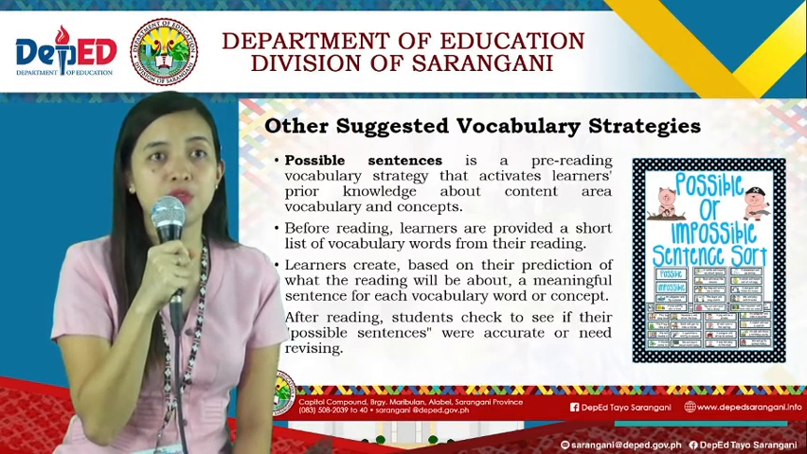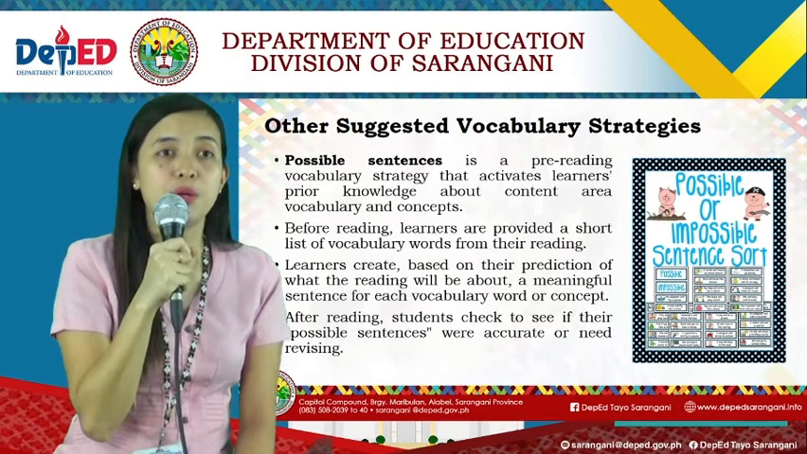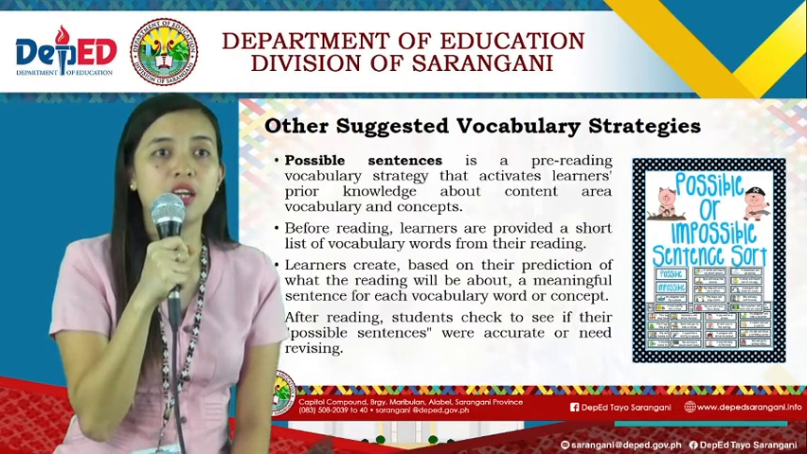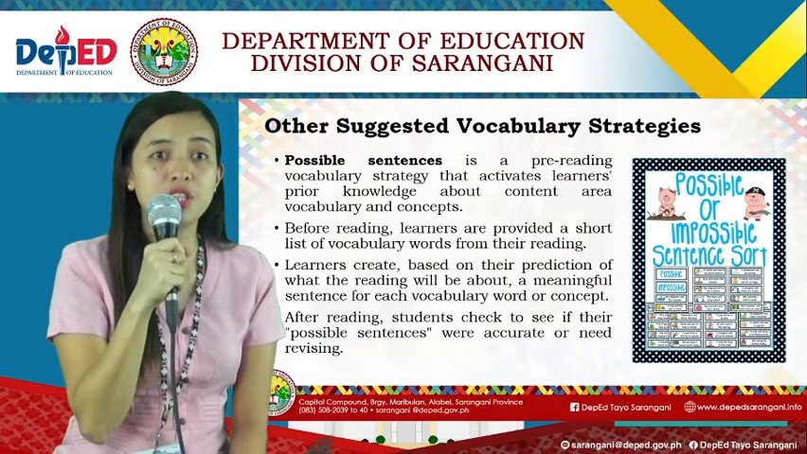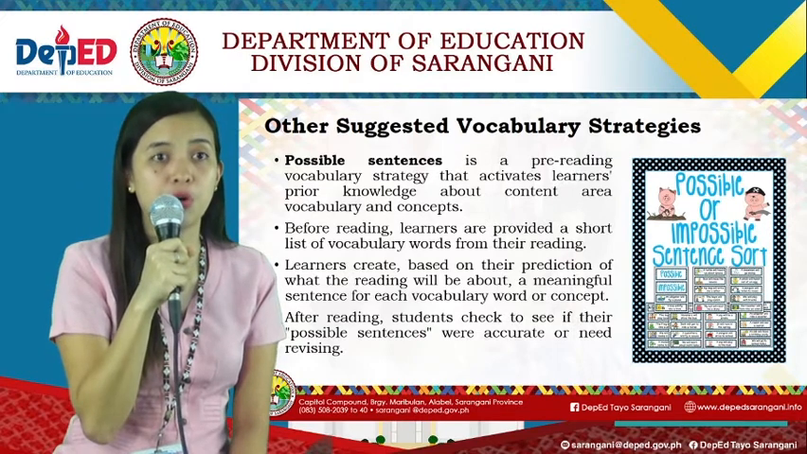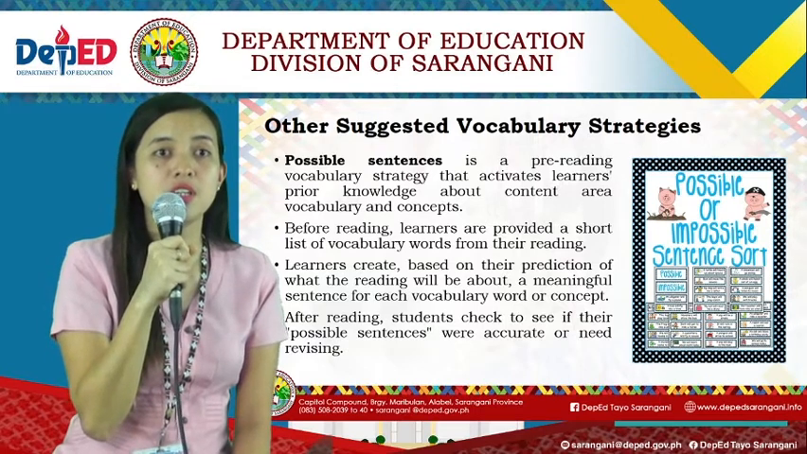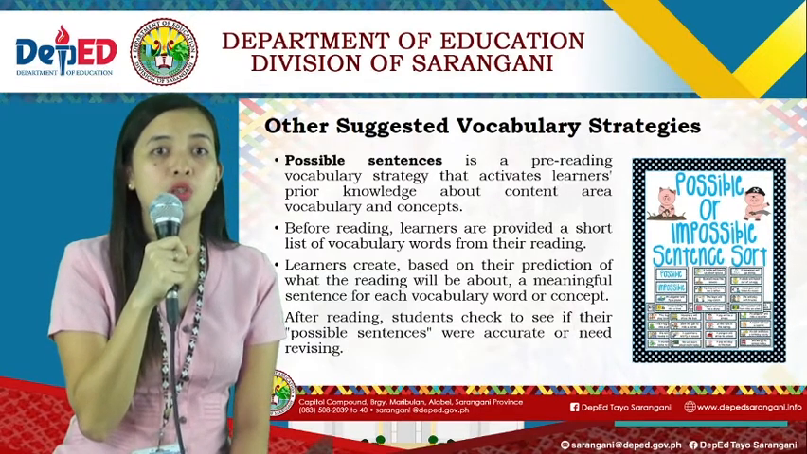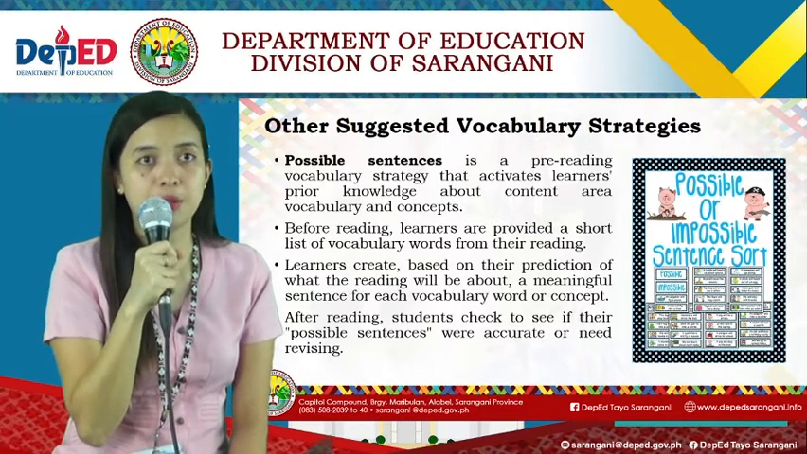This is a pre-reading vocabulary strategy that activates learners' prior knowledge about content area vocabulary and concepts. Before reading, let us provide a short list of vocabulary for our learners. Then learners are asked to create, based on their prediction of what the reading will be all about, meaningful sentences for each vocabulary word or concept. After reading the given passage or selection, students will be given the opportunity to check if their possible sentences were accurate or need revising.